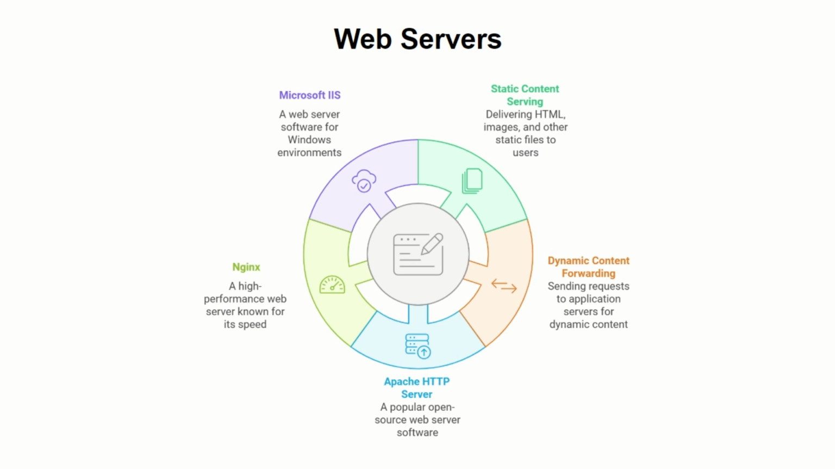over the internet. When you type a URL into the browser, it sends an HTTP request to the web server that hosts the requested website. The server then processes the request and responds with appropriate content such as HTML pages, images, videos, or other resources. So, Apache HTTP Server, Nginx, and Microsoft IIS are some examples of web servers.